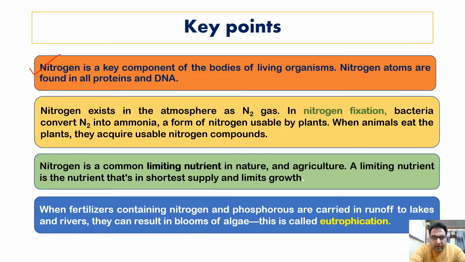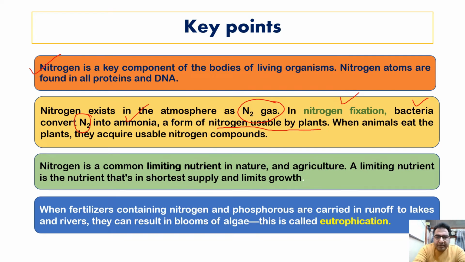Nitrogen exists in the atmosphere as nitrogen gas, and in nitrogen fixation, bacteria convert nitrogen into ammonia, a form of nitrogen which is usable by plants. So, for the fixation of nitrogen, it is the bacteria which convert nitrogen into ammonia, which is used by plants. When animals eat the plants, they acquire usable nitrogen compounds. So indirectly, it goes into the body of the human being by eating these very plants.